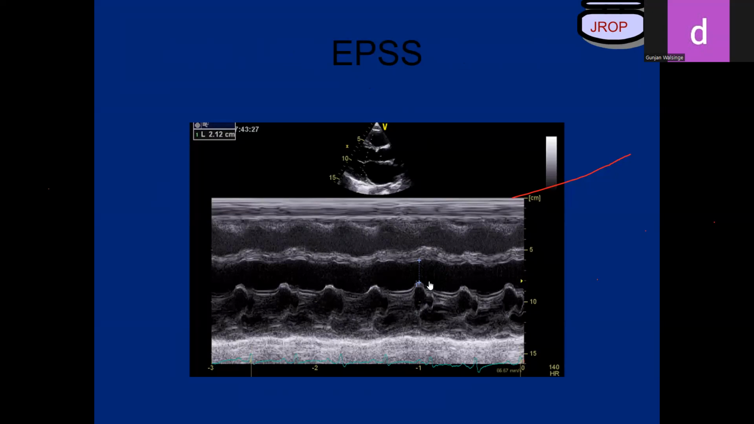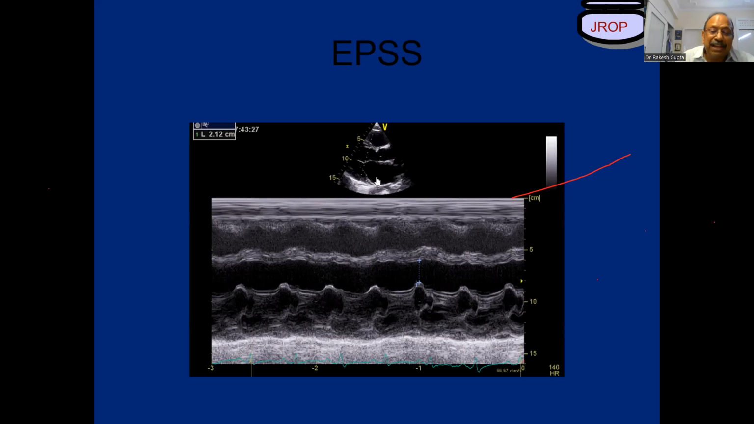This has a very good value. Majority of people do not use it anymore, but I still use it a number of times. Whenever I suspect the LV is dilated, believe my word, this is the most sensitive parameter I always find. Normally it is 7 millimeters. Anything more than 7 millimeters is considered dilated.